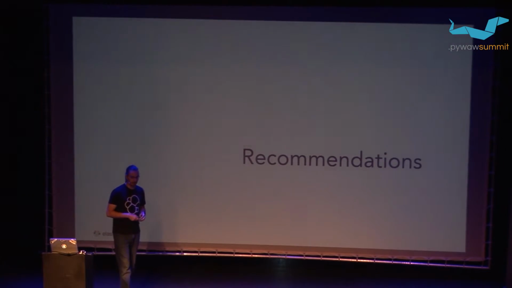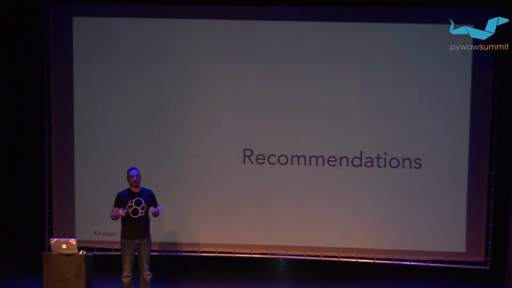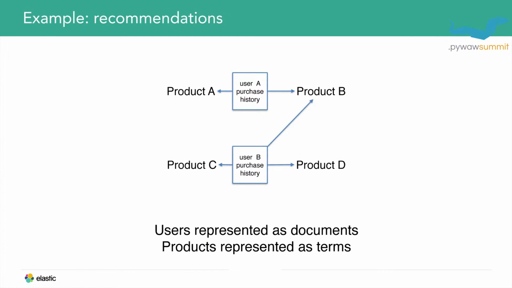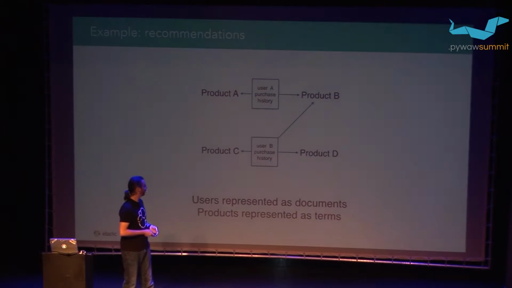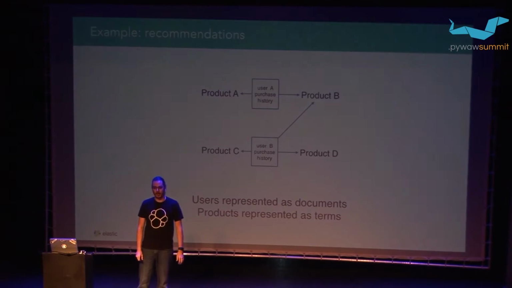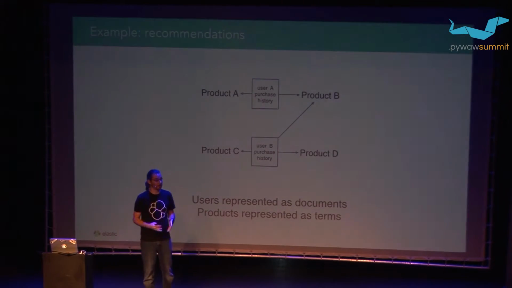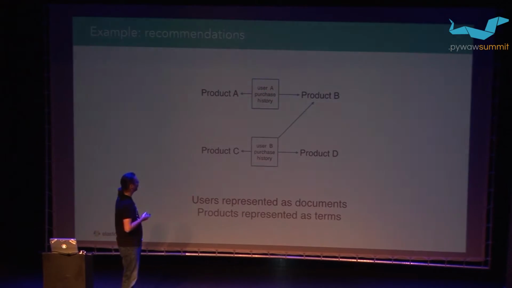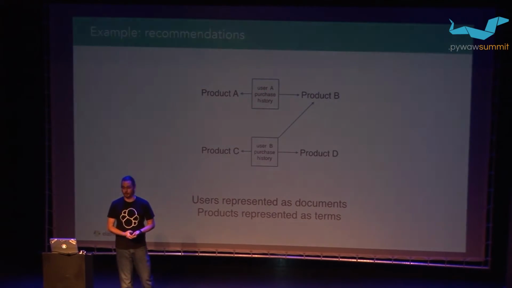So our next example is a recommendation engine. Let's say that we have an eShop, and we have users' buying history. So we have 2 users. User A purchased product A and product B, and user B purchased product C and product D. So we have 2 documents, and for each user, we have a list of products that they bought as terms, as just normal words. And we want to do recommendation. So let's say that I'm user A, and what would you recommend to me?